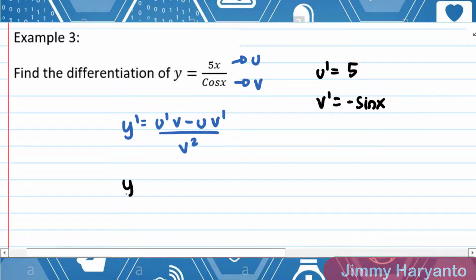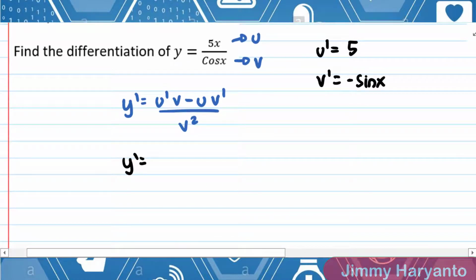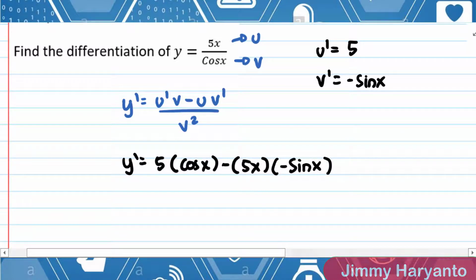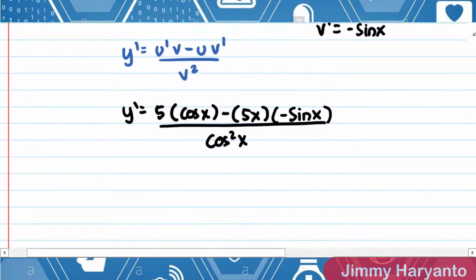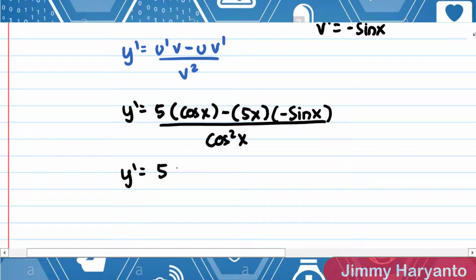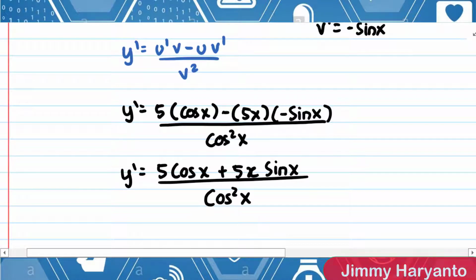Okay, next is put the result into the formula. 5 times cos x minus u, 5x times v accent is negative sine x over v square, guys. v square is cos square x. Okay, I don't think we can do anything else for this one, so I'm just simplifying the sign. 5x sine x over cos square x. Let's leave it like that. So that is the first differentiation.